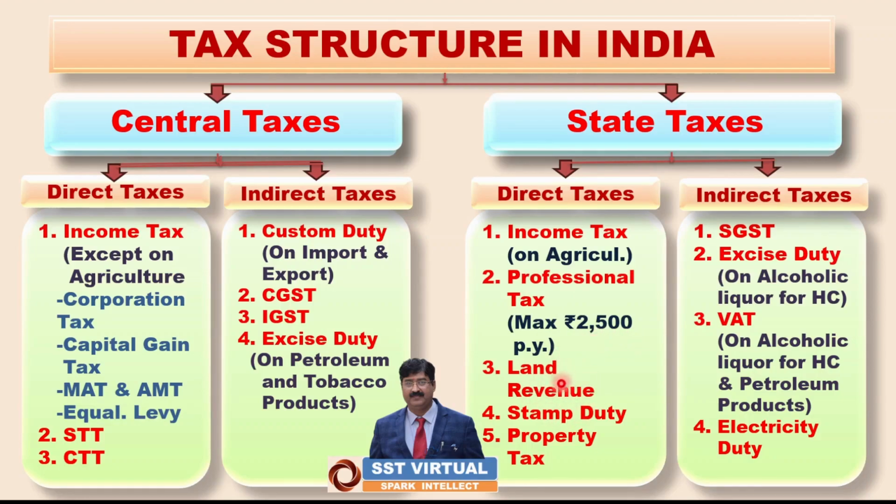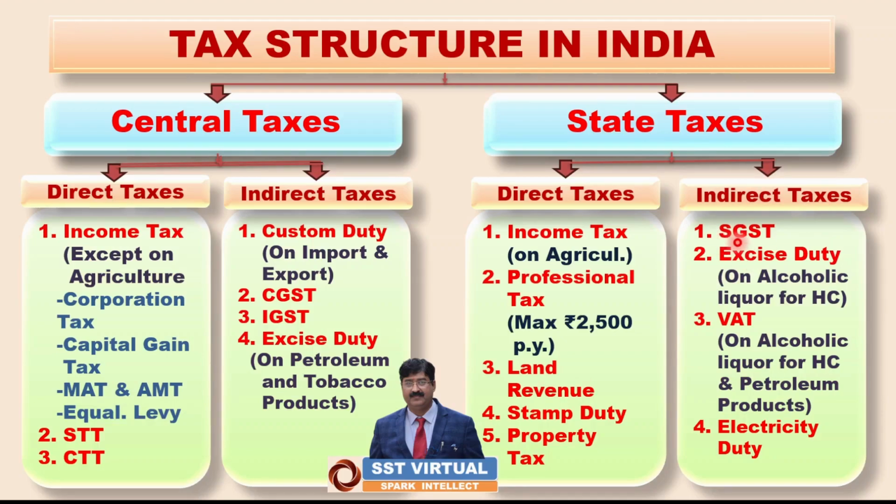Then land revenue, which is levied on the farmers. And stamp duty. Stamp duty is levied on purchase and sale of immovable properties like land and building. Then property tax, which you generally call house tax, is levied by the state government through local authorities. And then we come to the indirect taxes.